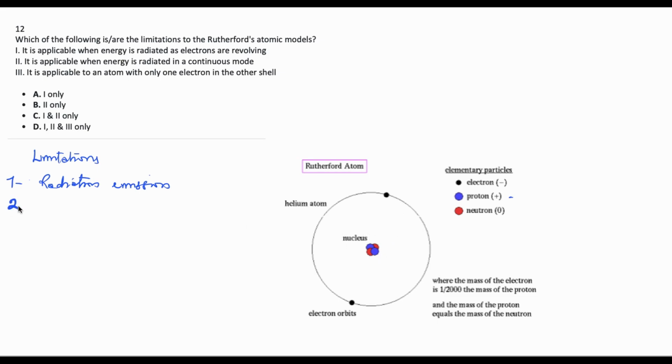The other limitation of this model is that it did not address the issue of electron arrangement. We know that for an atom that has multiple electrons, the electrons are arranged in different ways in different orbits. So the question says, what are the limitations? First, it is applicable when energy is radiated as electrons are revolving. That's what we just explained about the radiation emission. It is applicable when energy is radiated in a continuous mode. That is also applicable. Now, it's applicable to an atom with only one electron. We said electron arrangement concerns atoms with multiple electrons. For an atom that has only one electron, the Rutherford model has no limitation concerning that. So our answer is 1 and 2, and that is C.